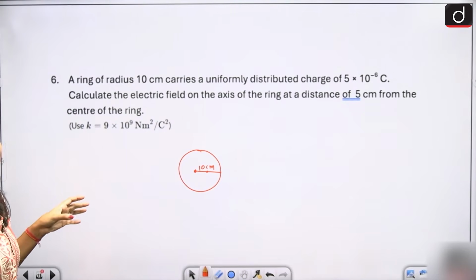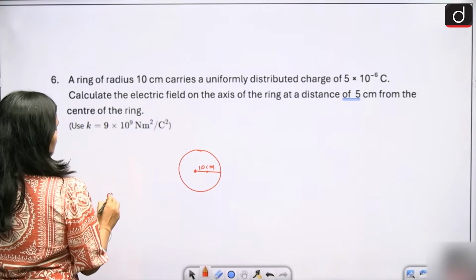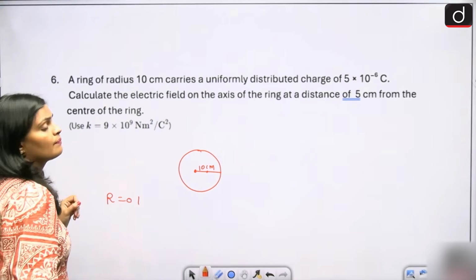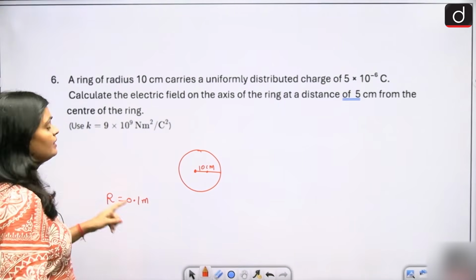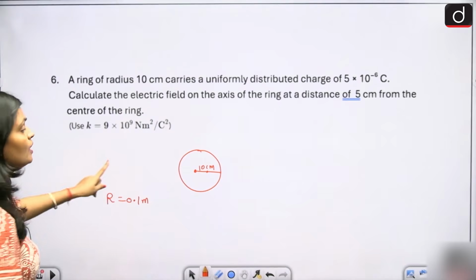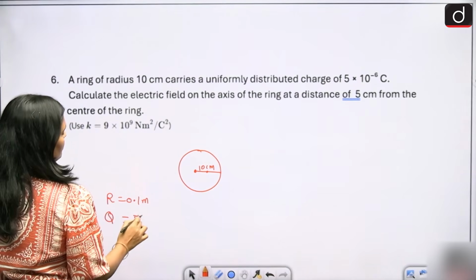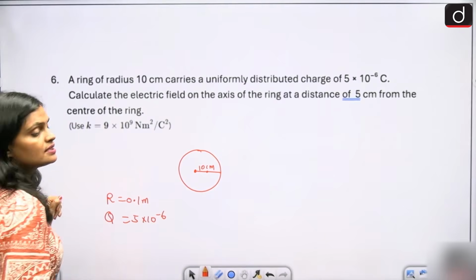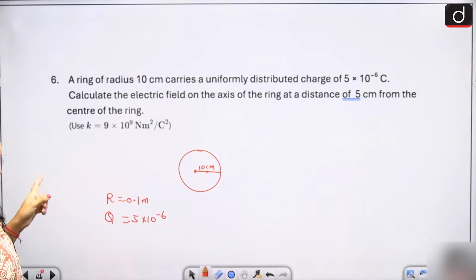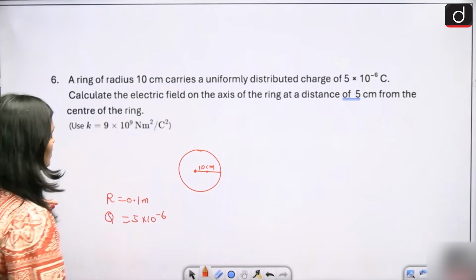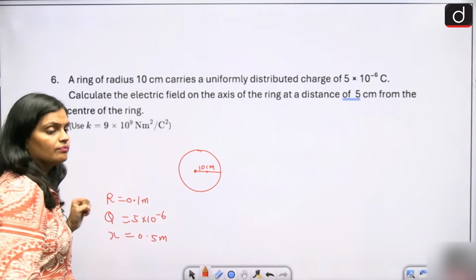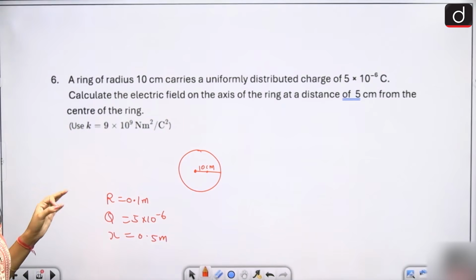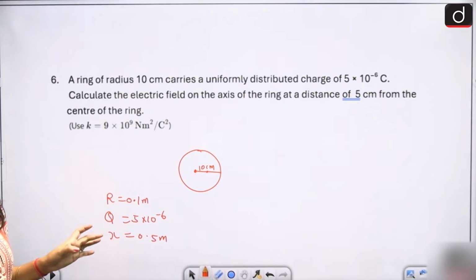So what is given here? Capital R is given, 10 centimeter, so 0.1 meter. Now charge is given, 5 into 10 to the power minus 6 coulomb. And now the distance at which you have to calculate is 0.05 meter. Okay, this is the distance at which you have to calculate the electric field intensity, right?